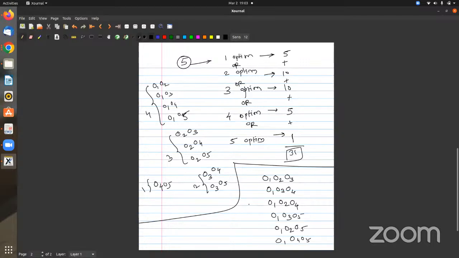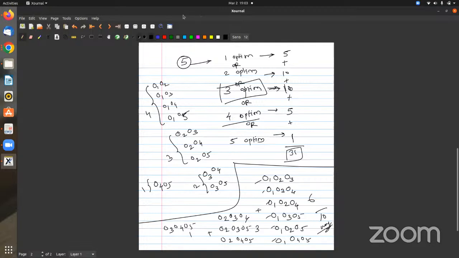Or you can do option 2, option 3, option 4, option 2, option 3, option 5, option 2, option 4, option 5, or else option 3, option 4, option 5. So how many are there? 1, 2, 3, 4, 5, 6, plus 1, 2, 3, so a total of 10 ways in which you can select three options. So I have added this here. Similarly, you can check for option 4.